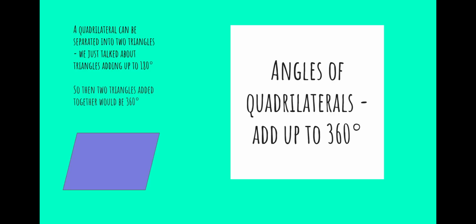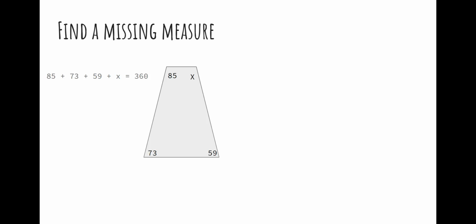Because I know that I can do that with a quadrilateral, I then know the total amount of degrees in one. If I know one triangle is 180 and a second triangle is 180, if I add that back together, the total would give me 360. So the angles of a quadrilateral are going to add up to 360 degrees. This is similar to the circle. The circle added up to 360. A quadrilateral also adds up to 360.